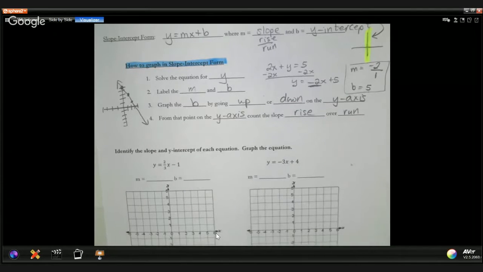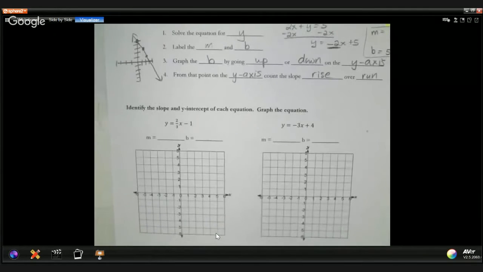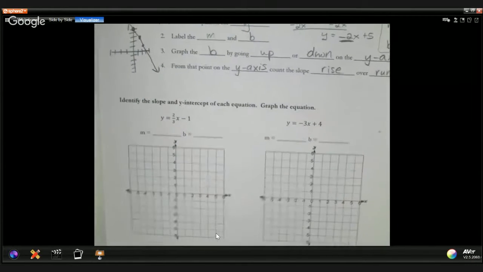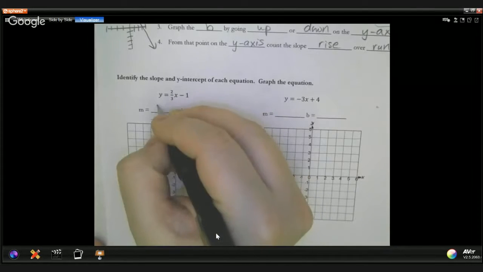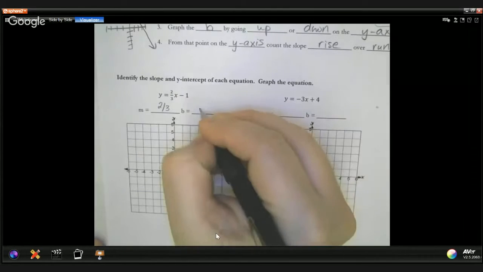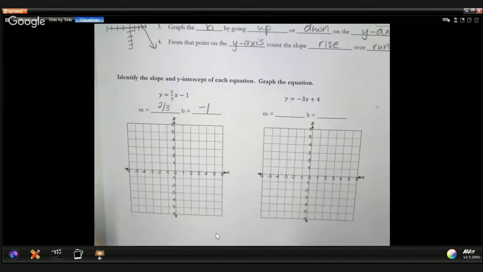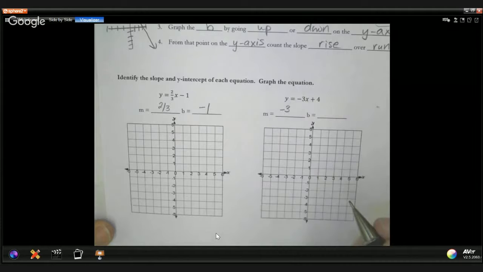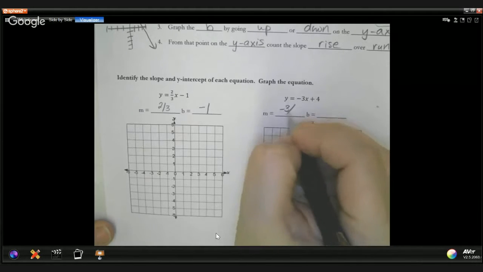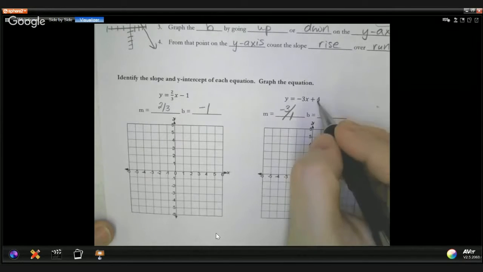So let's look at these two down here. I'd like you to start off by seeing if you can identify what your m and your b is. And so for this one, your m, again, is always attached to the x, so it's 2/3, and your b is -1. And over here, my m is -3, which I need to turn into a slope because it's rise over run, so I'm going to make it over 1. And my b is 4.